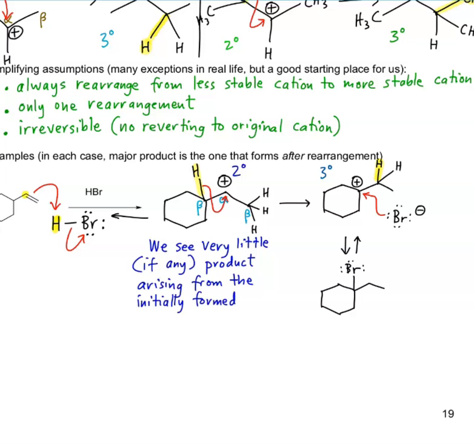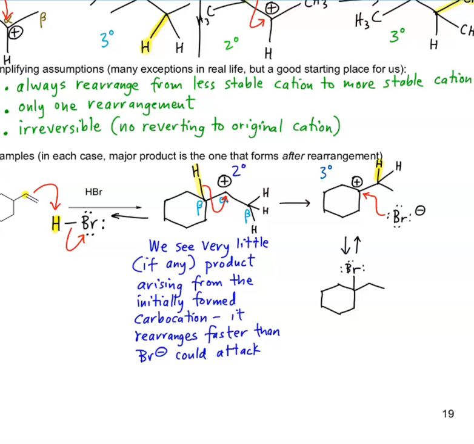So no product from the initially formed carbocation, and that is simply because it rearranges too fast, faster than the bromide ion could attack it. Think about it this way.